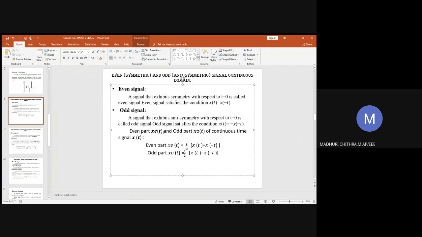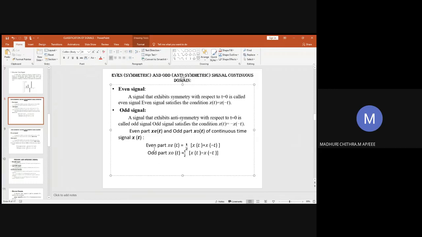So if it is an even function, we can calculate using x of t equal to x of minus t. If it is an odd function, we can calculate using x of t equal to minus x of minus t. If a signal is given, we have to calculate the even part and the odd part. So how will you calculate the even part and odd part?